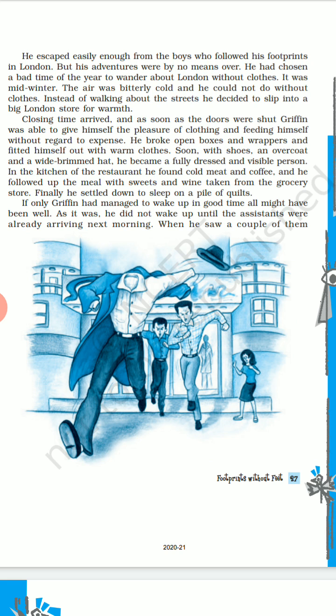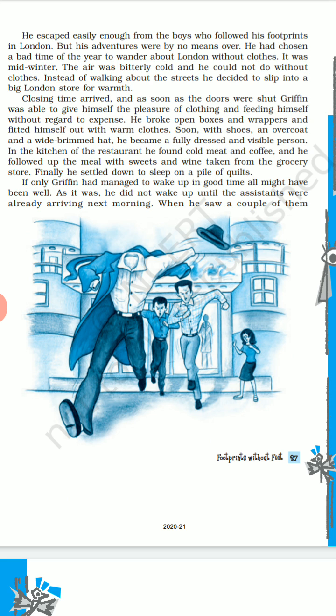So closing time arrived, and as soon as the doors were shut, Griffin was able to give himself the pleasure of clothing and feeding himself without regard to expense. He broke open boxes and wrappers and fitted himself out with warm clothes. Soon, with shoes, an overcoat, and a white brimmed hat, he became a fully dressed and visible person. In the kitchen of the restaurant, he found cold meat and coffee, and he followed up the meal with sweets and wine taken from the grocery store. Finally, he settled down to sleep on a pile of quilts.